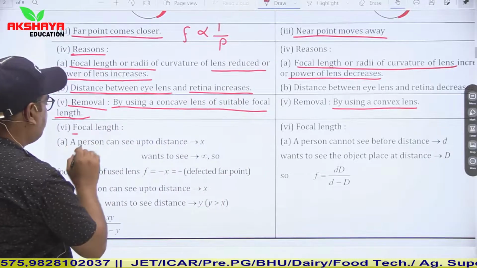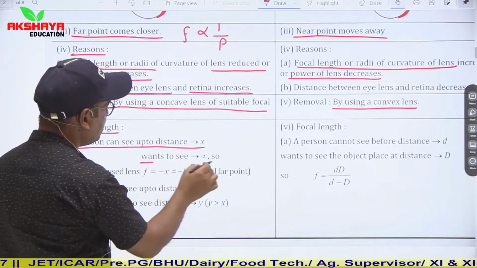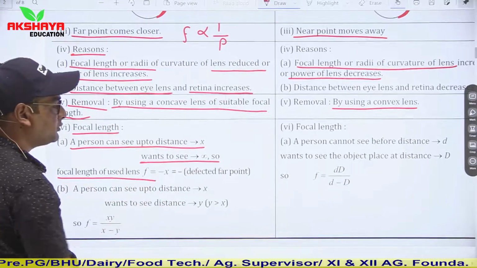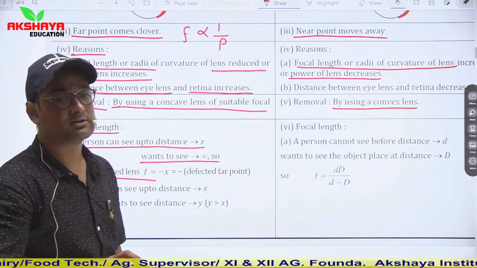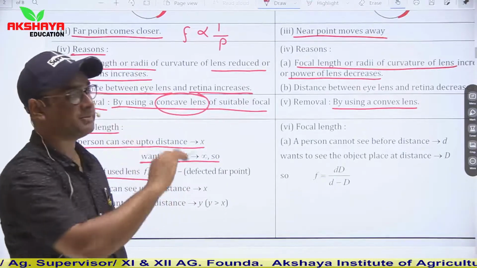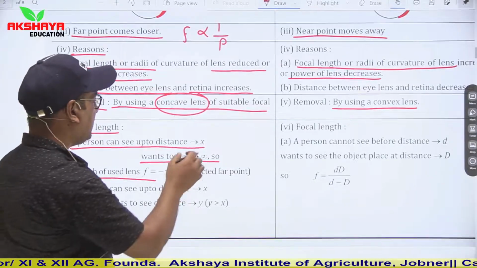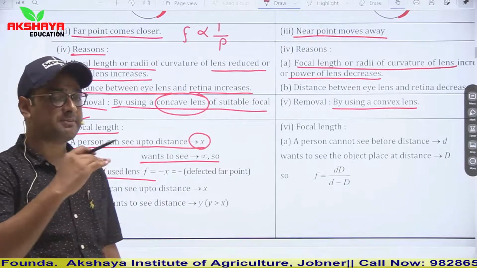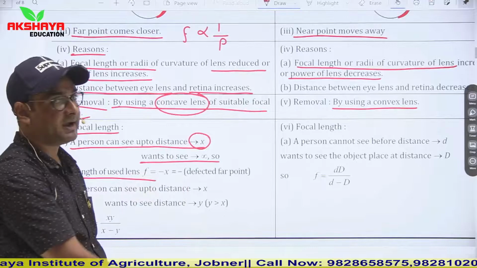In the case of myopia, a person can see up to distance x and wants to see infinity. So the focal length of the lens used, f, is equal to minus x, or you can say minus of the defected far point. So a concave lens is used to correct myopia, hence we require a lens of negative focal length, and its focal length is decided by up to which distance that person can see. That distance is x, so the focal length will be minus x.